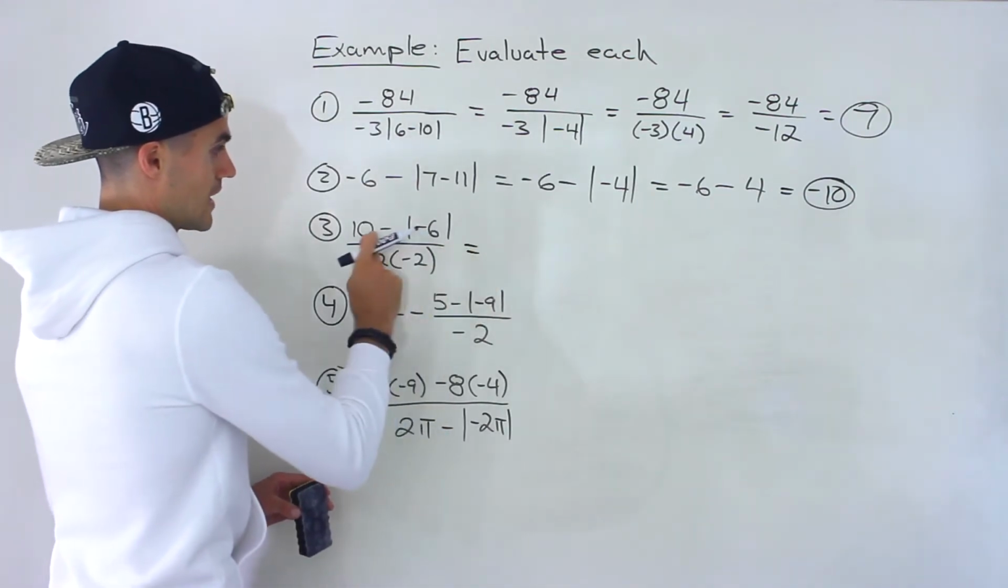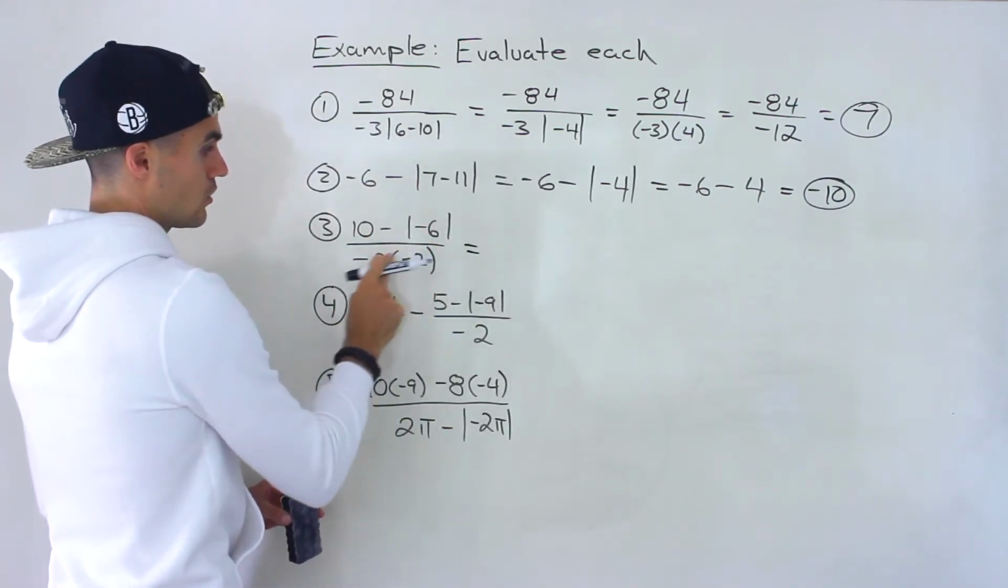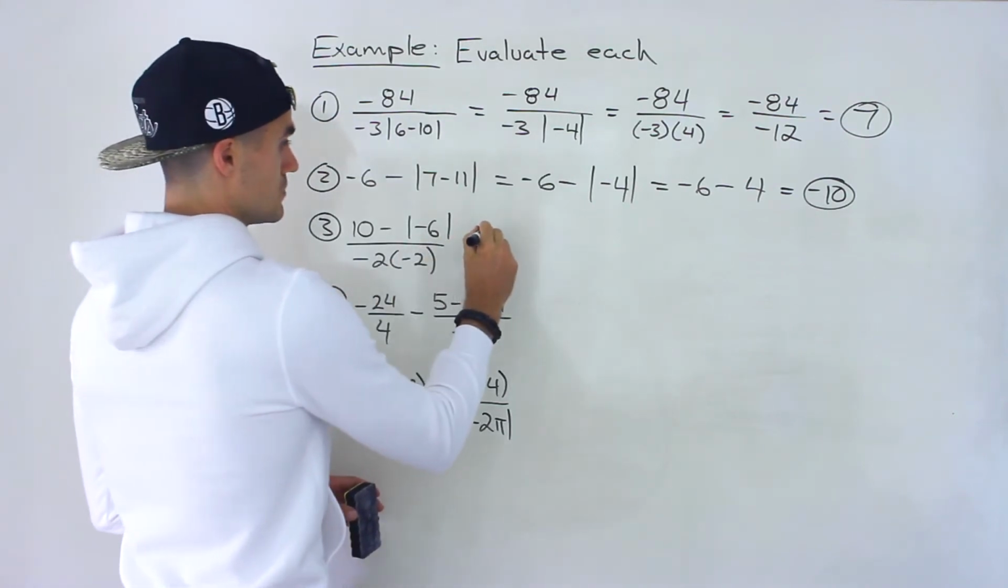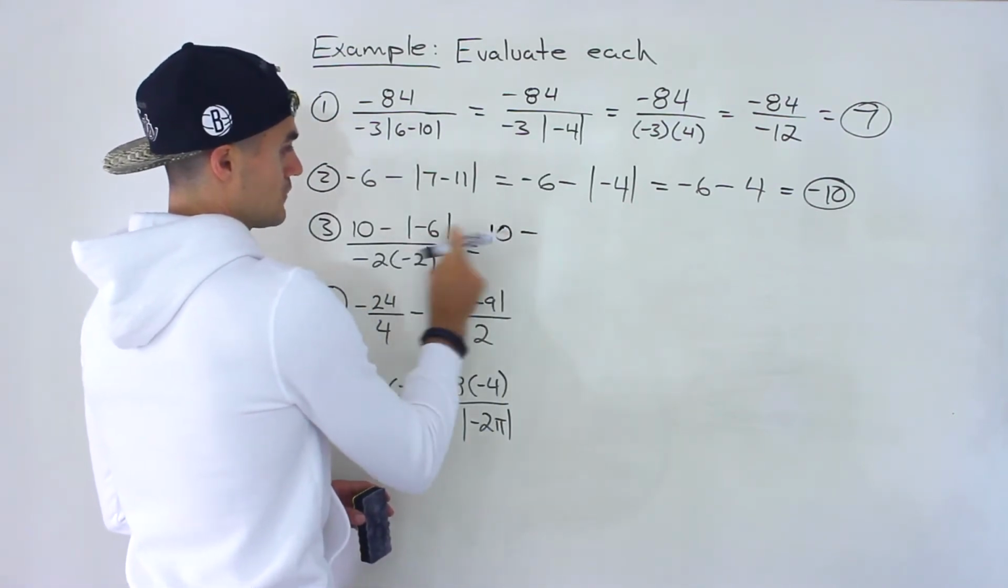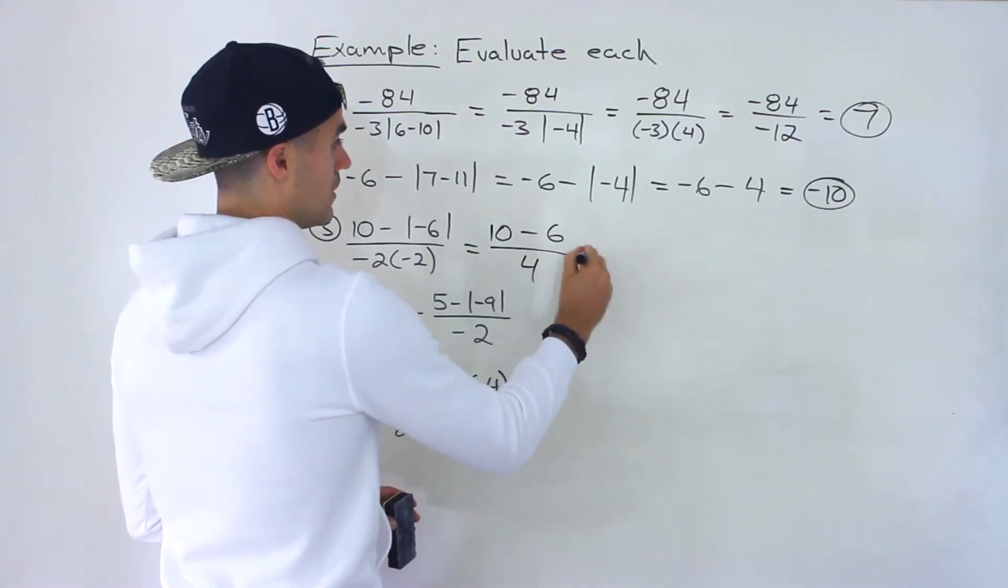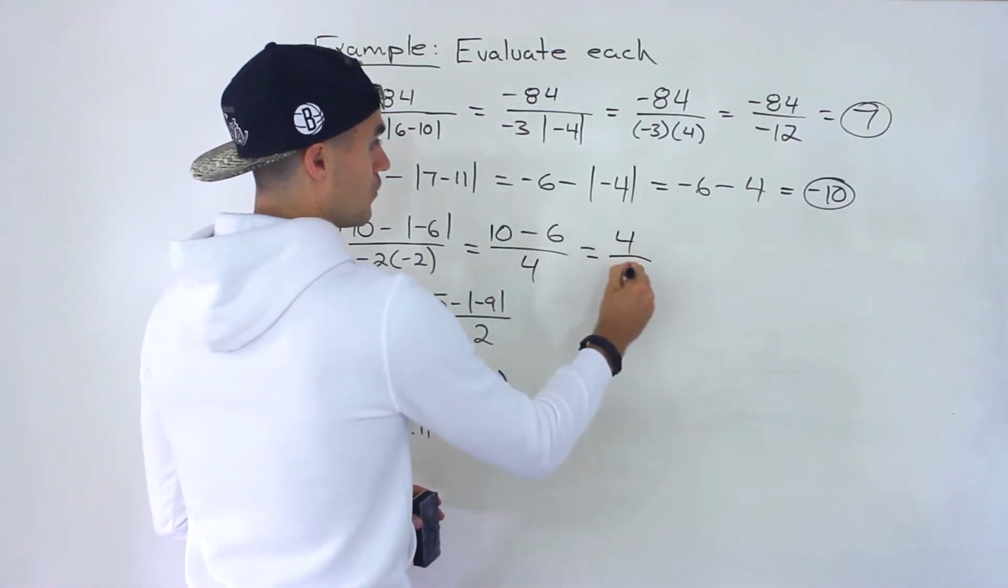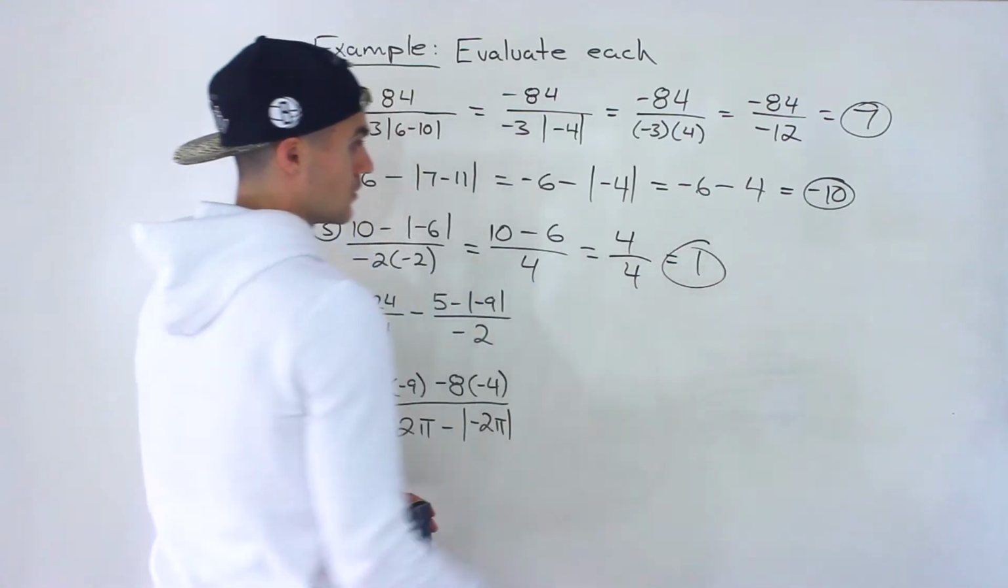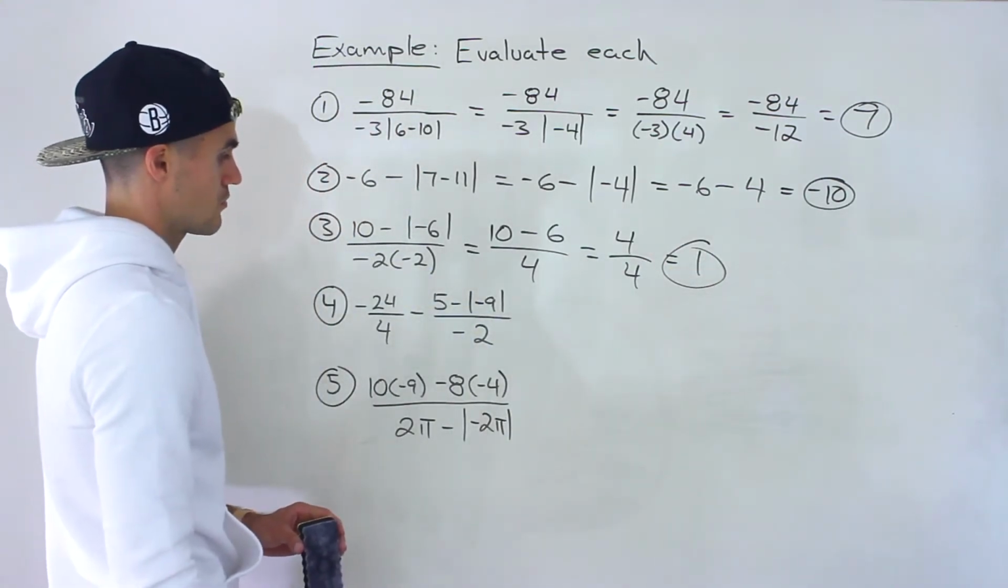Over here, we have 10 minus the absolute value of negative 6 all over negative 2 times negative 2. So this would be 10 minus the absolute value of negative 6, which is positive 6. Negative 2 times negative 2 is 4. This would be 4 over 4, which would give us 1. That's the answer to number 3.